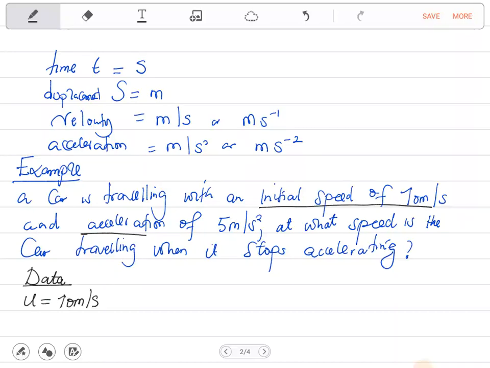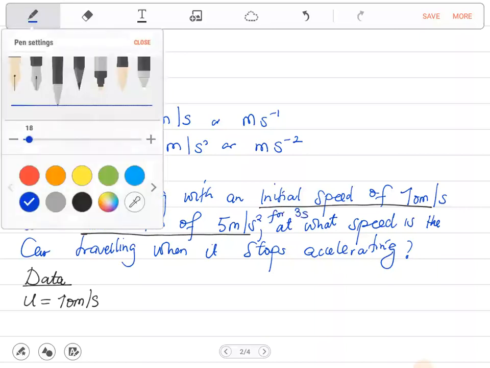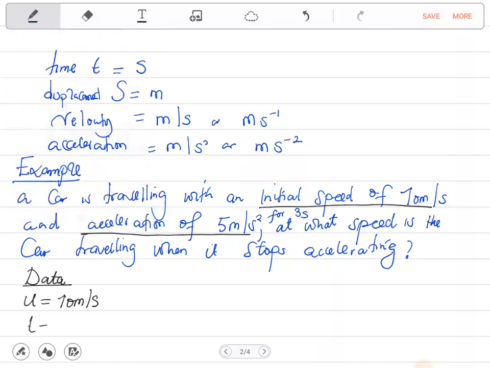We have the acceleration. Let me just include the time. Let's say for 3 seconds. So we have time, 3 seconds. We have acceleration, 5 meters per second squared. What is missing? At what speed is the car traveling when it stops accelerating? So when it stops, it means it has gone to final. So we're looking for the final velocity, which we don't know.